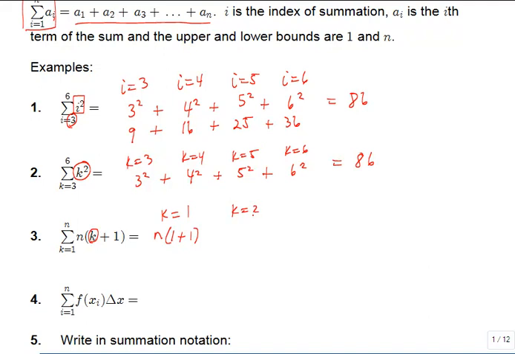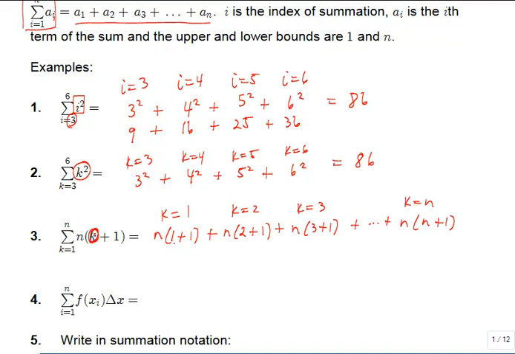If k was 2, then we still have that n out front, but now we're going to get 2 plus 1 in the parentheses. If k is 3, then this would be n times 3 plus 1. And we're going to do this all the way until k becomes an n. So you'll still have that n out front, but then this k right here becomes n plus 1. And now we're going to add all of these together.